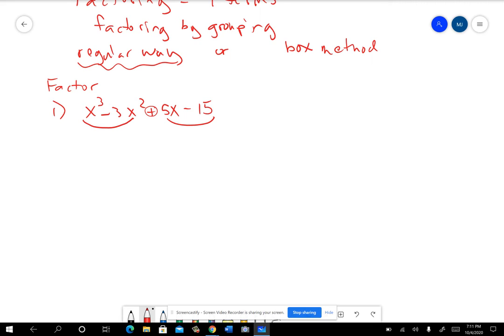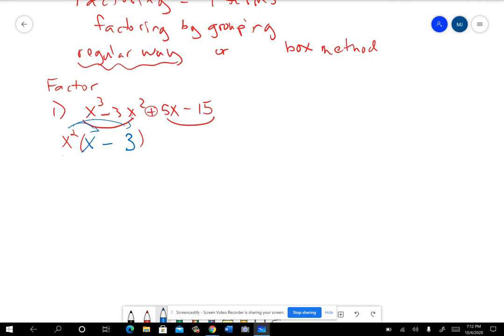All right, so what you do is you only focus on these first two, and you try to figure out what you can factor out of those two terms. And see how there's an x squared common? So this is like the homework you did last night, factoring out a GCF. There's three x's multiplied together there and two there, so you can pull out x to the second power. Then what's left is an x here and a 3 there with a minus, because if I were to distribute, I would get x to the third minus 3x squared.